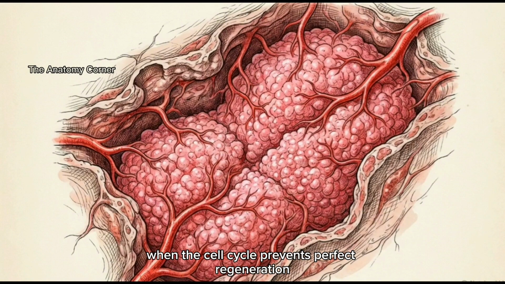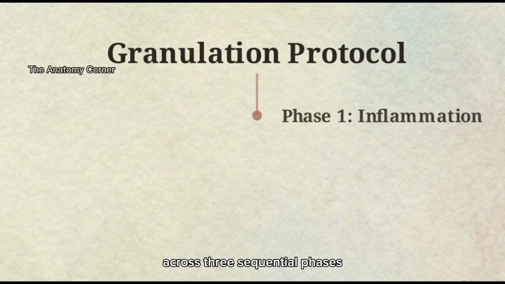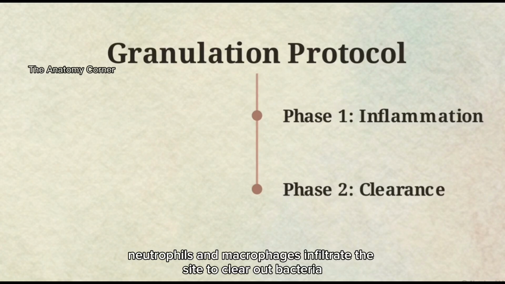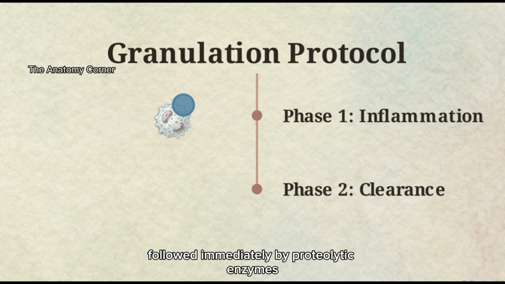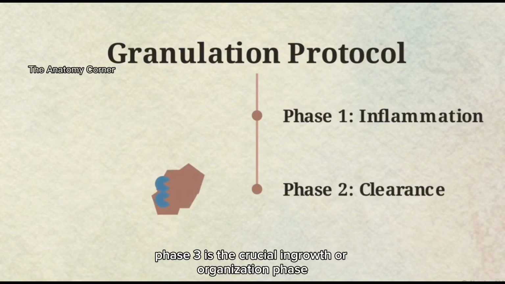When the cell cycle prevents perfect regeneration, the body deploys an alternative structure called granulation tissue. This is a highly vascular, temporary connective tissue scaffold. We can track the formation of this scaffold across 3 sequential phases on this timeline. Phases 1 and 2 manage the acute inflammatory response. Neutrophils and macrophages infiltrate the site to clear out bacteria, followed immediately by proteolytic enzymes that dissolve the necrotic tissue debris. Phase 3 is the crucial ingrowth or organization phase.